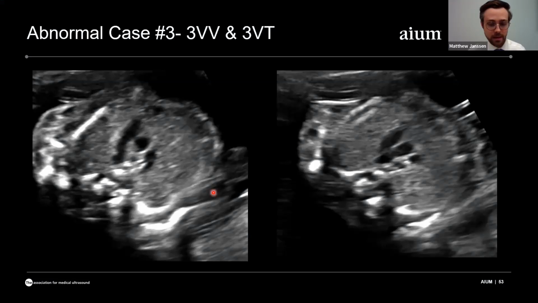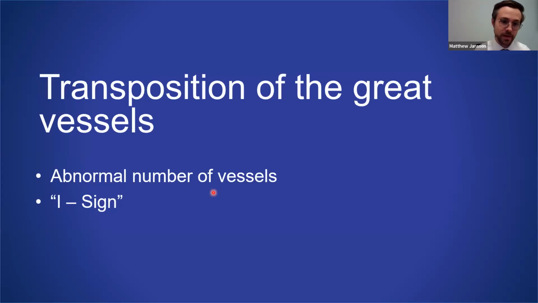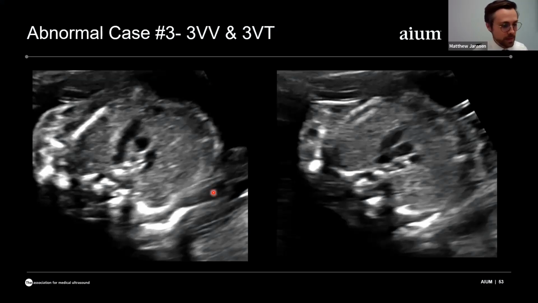And so again, that's how we can see the transposition of the great vessels with that abnormal number of vessels in the 3-vessel view, as well as the I sign with that single large vessel going straight back towards the spine and not veering off to the left side of the spine and making that V configuration as we would otherwise expect. And so we'll go in a different direction for case number 3.